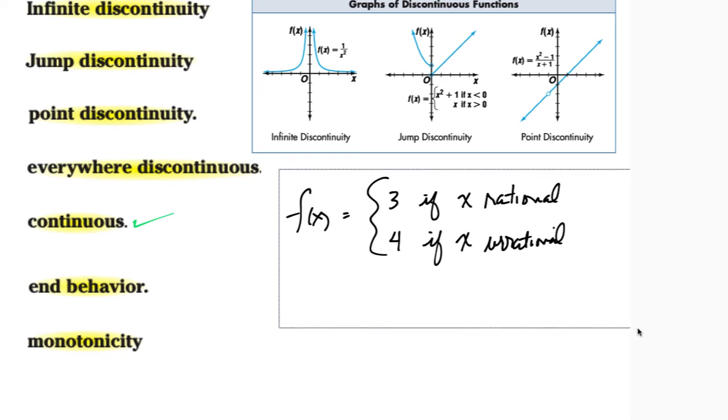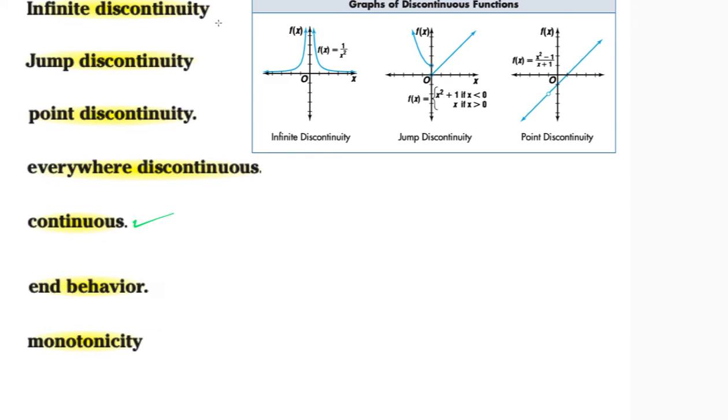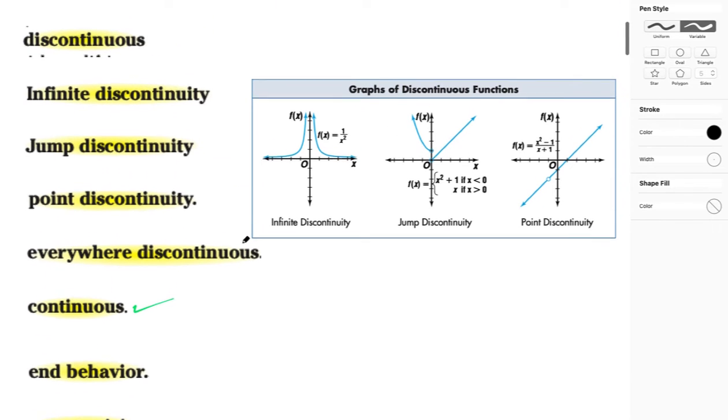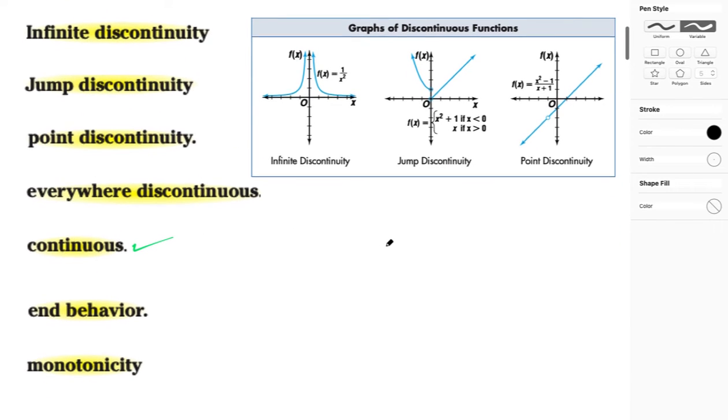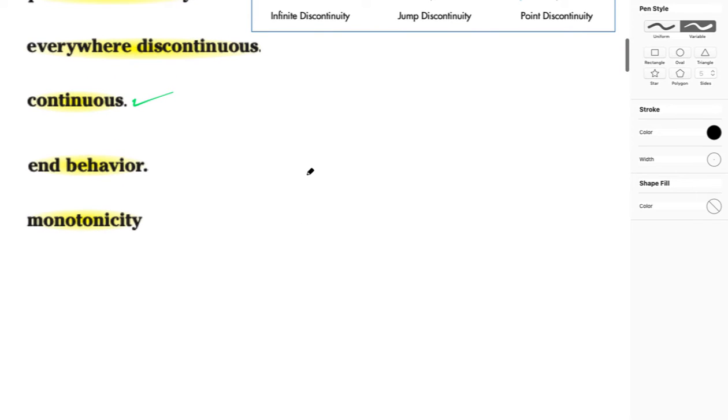All right. So we've got through those definitions. We've done infinite discontinuity, jump, point, everywhere discontinuity. Hopefully I did that kind of okay. On continuous functions, we talked about continuous functions being functions that don't have any of these problems, like the ones that I drew earlier. Now we're going to talk about end behavior.